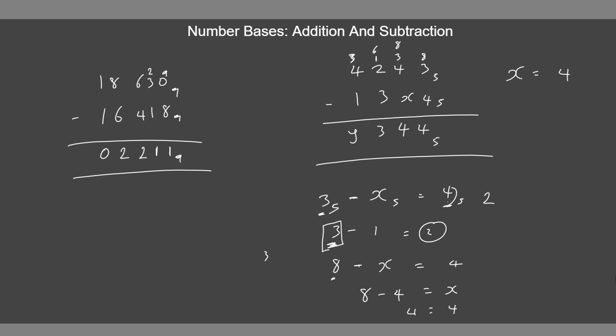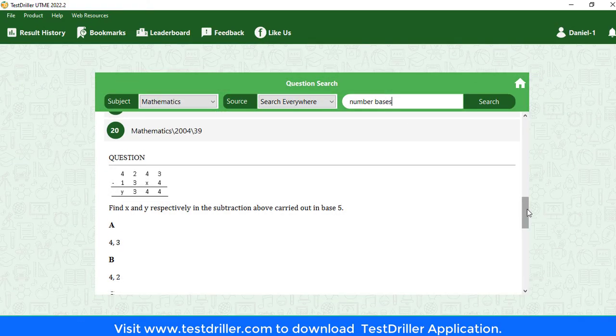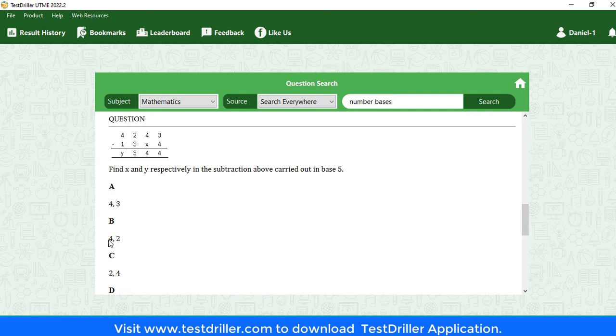Now here you have 3, right? 3 minus 1 gives you 2. So this y definitely must be 2. So the original equation is therefore 4, 2, 4, 3 in base 5 minus 1, 3, 4, 4 in base 5, which gives 2, 3, 4, 4 in base 5. So we can say x is 4 and y is 2. Let's check what the answer is. So clearly we can say option B is the right answer, since x is 4 and y is 2.